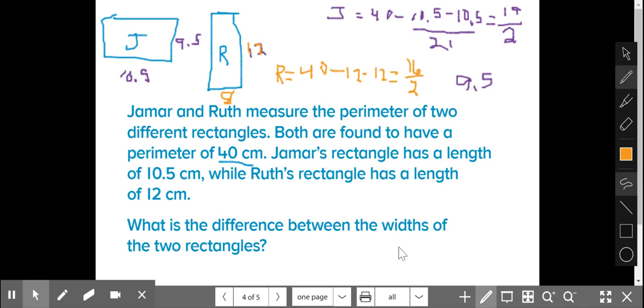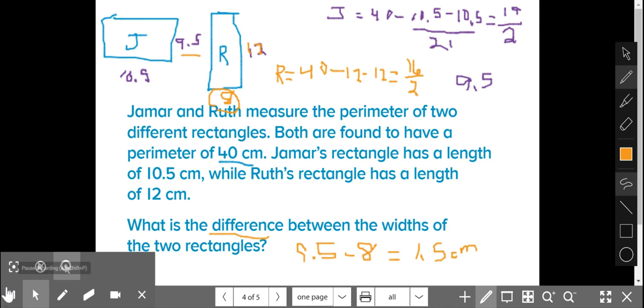So what's the difference between the widths of these 2 rectangles? Well, what we're specifically looking at are those numbers that we had to find out. We found this one from Jamal, and we found this number from Ruth. So what's the difference? When we calculate the difference, we're going to subtract. We'll start with our bigger number, and subtract out 8. What's the difference between the two? 1.5, and our special label is centimeters.